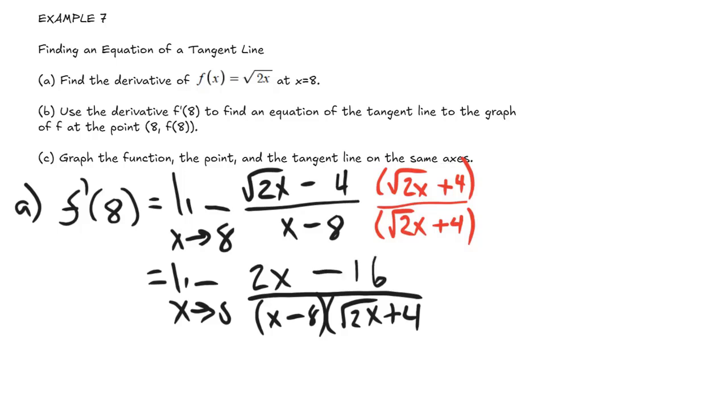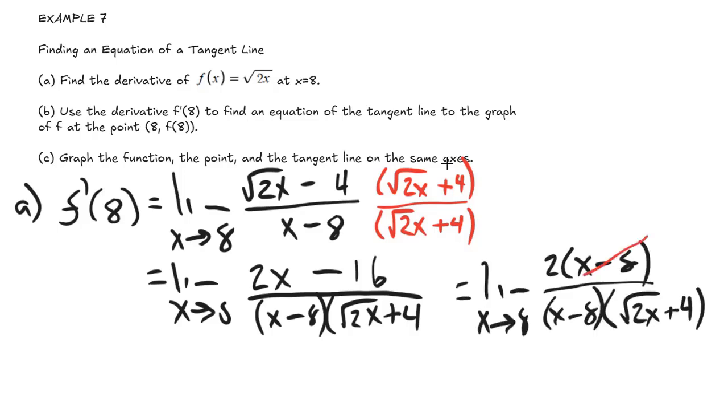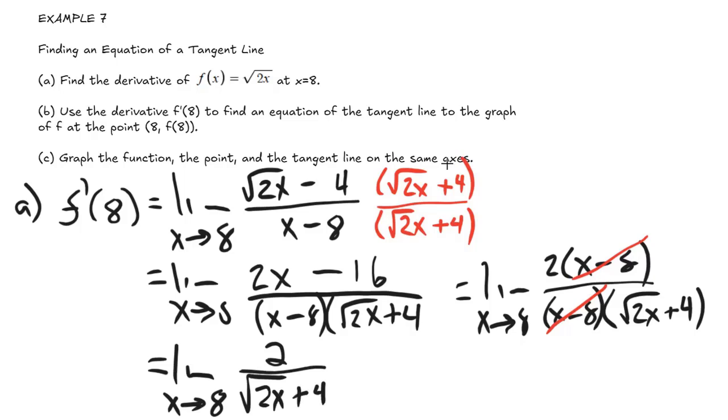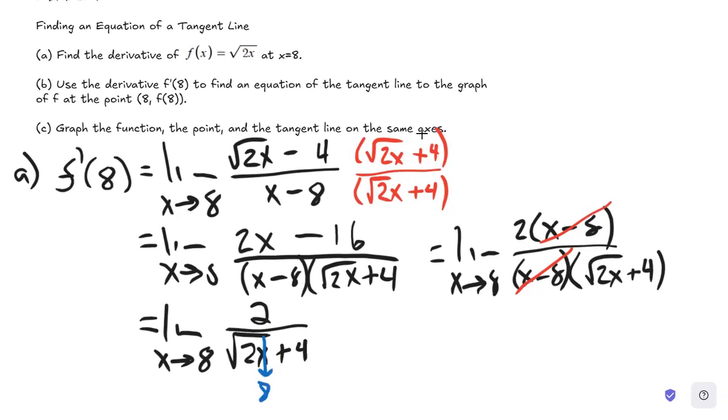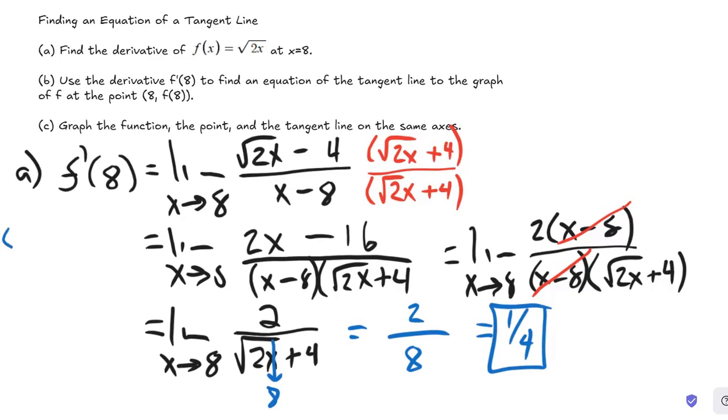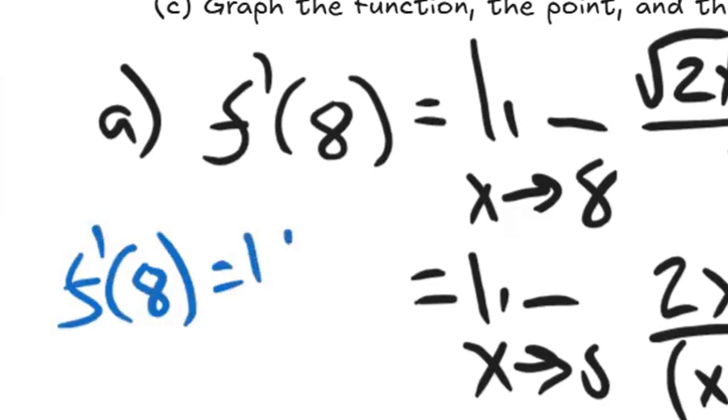And you probably guessed it, in the numerator we can factor out a 2. And the factors of x minus 8 will cancel, leaving just the 2 in the numerator and the root 2x plus 4 in the denominator. Now, if we take the limit as x approaches 8, the denominator is going to go to root 16, or 4, plus 4, which is 8. The numerator stays 2, and then you'd have 1/4. So this means that f prime of 8 is 1/4.